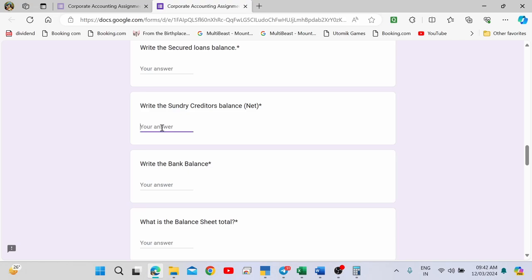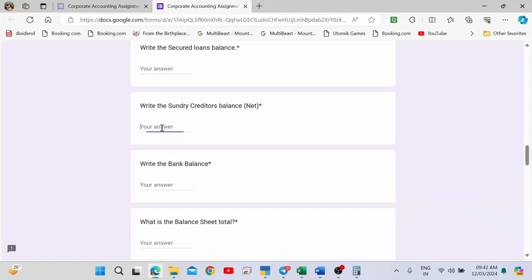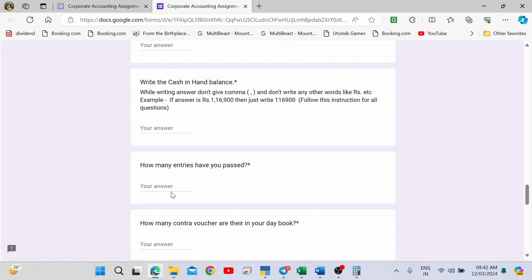Your capital account balance, secured loan balance, sundry creditors. For sundry creditors balance, they are saying net. There is your sundry creditors here. This is the net balance, sundry creditors, then 93,625. Bank balance you can write, balance sheet total, so you can write fixed and other things.